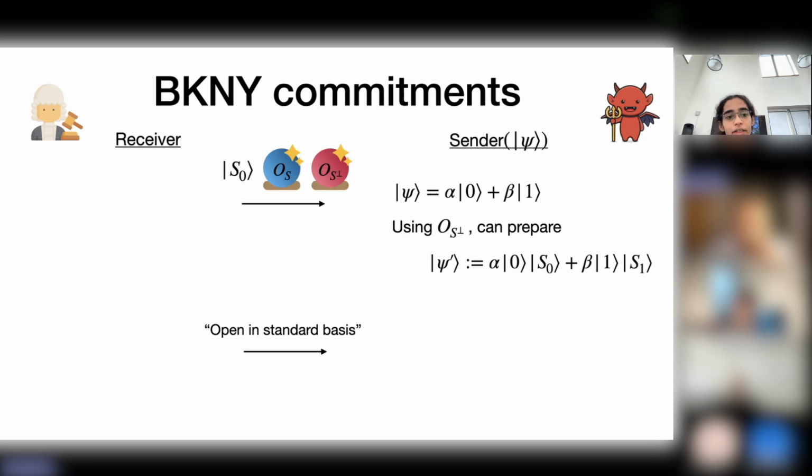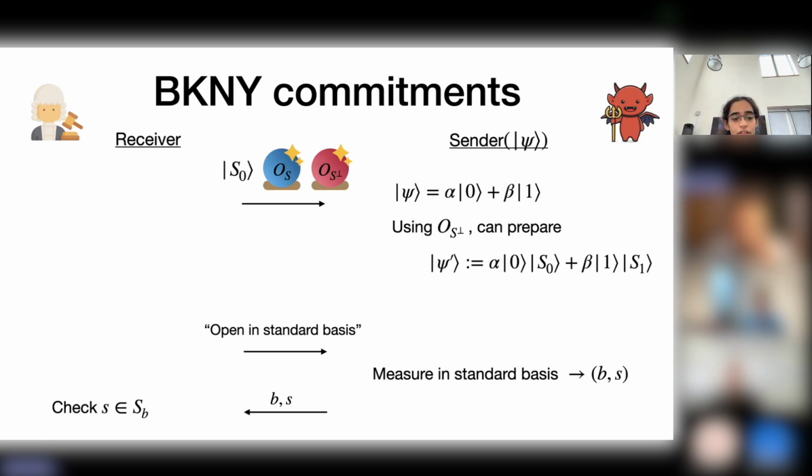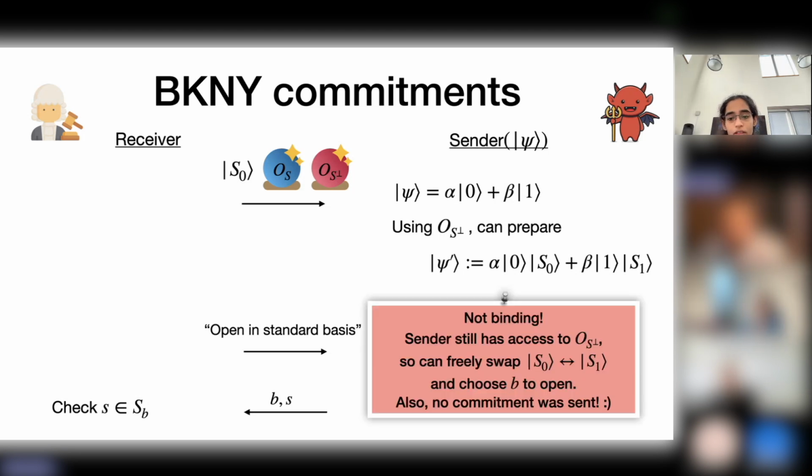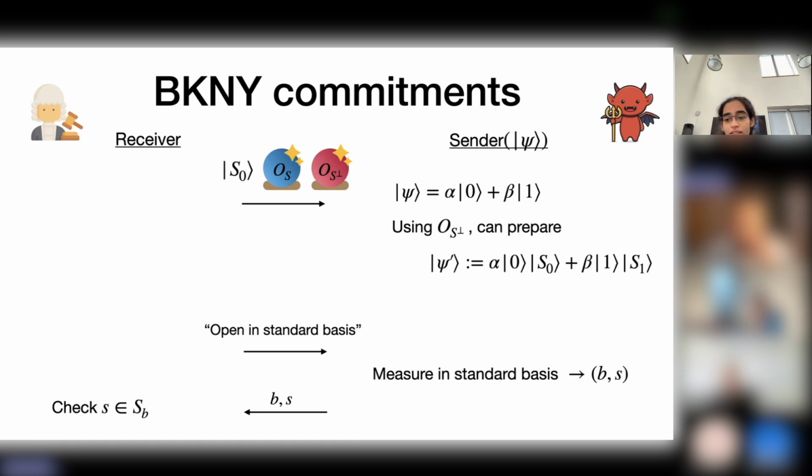And now at some later point, the receiver asks, okay, can you open in the standard basis? Now what the sender does is just measure in the standard basis, and then it'll get a bit b and a vector s. And the receiver just checks that the vector is in the right subspace. So that's standard basis measurement. And Hadamard basis measurement is similar.